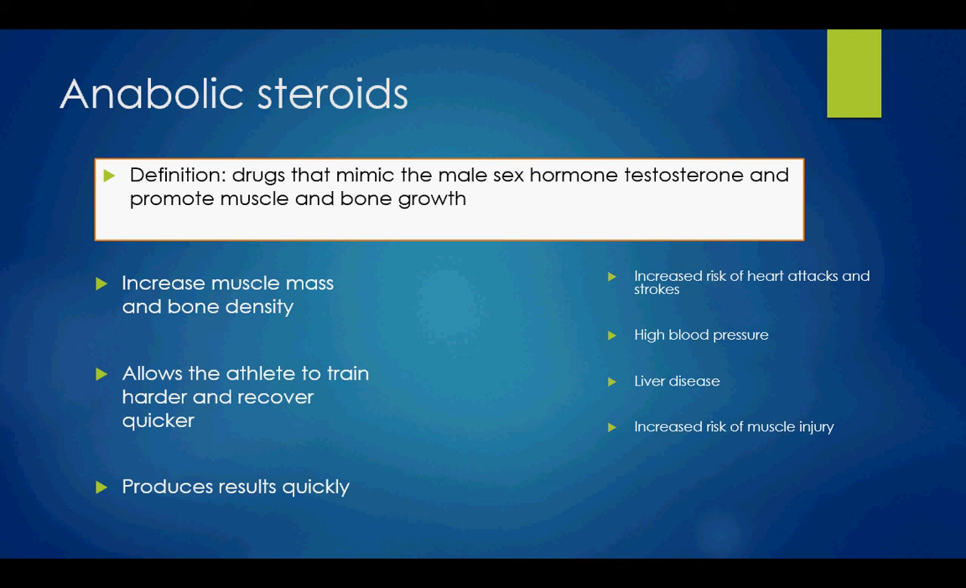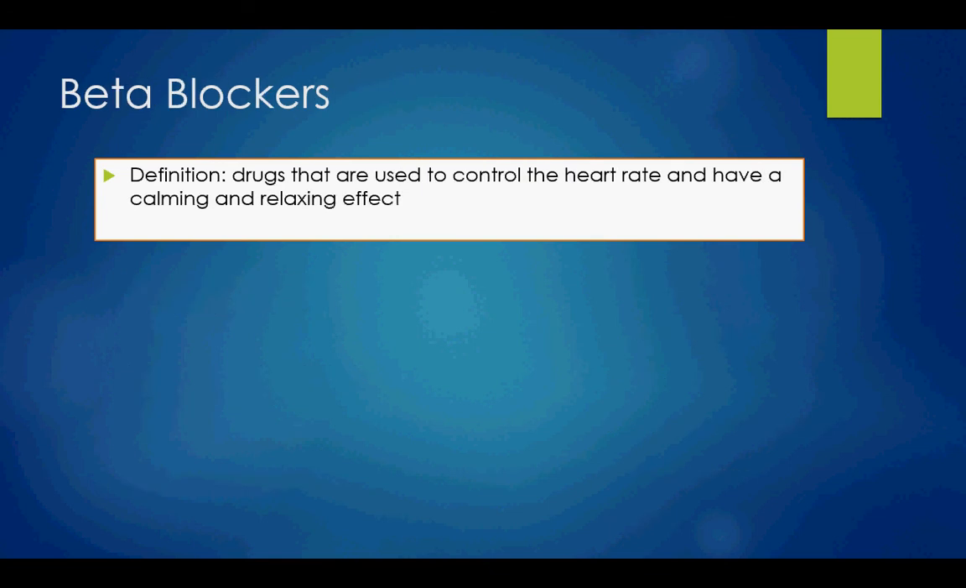So these include an increased risk of heart attacks and strokes, high blood pressure, liver disease, and an increased risk of muscle injury, because obviously if you're overtraining or you're working harder, your muscles don't have enough time to rest and recover. On the final one, there's a risk of death. Taking anabolic steroids is very, very dangerous, and it shouldn't be done whatsoever.